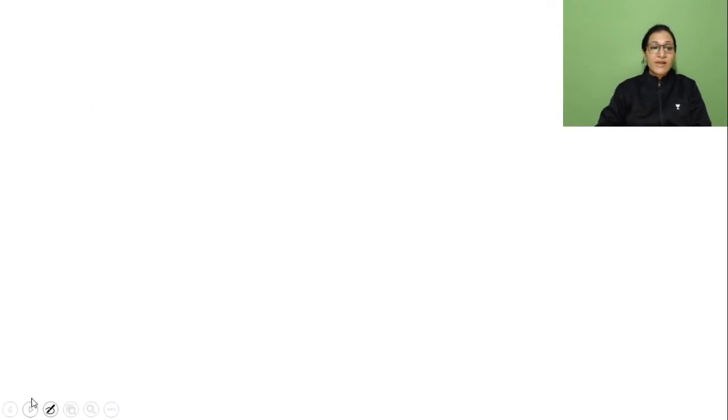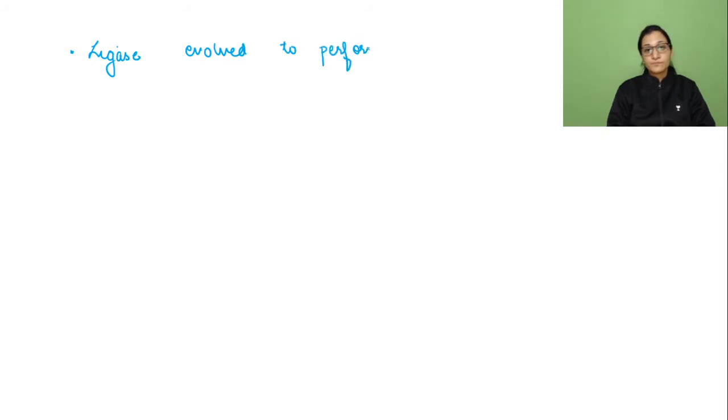So what is the biological function of ligase? Why was this ligase evolved? Ligase evolved to perform the repair mechanism of single stranded breaks or nicks. This is the function of ligase.